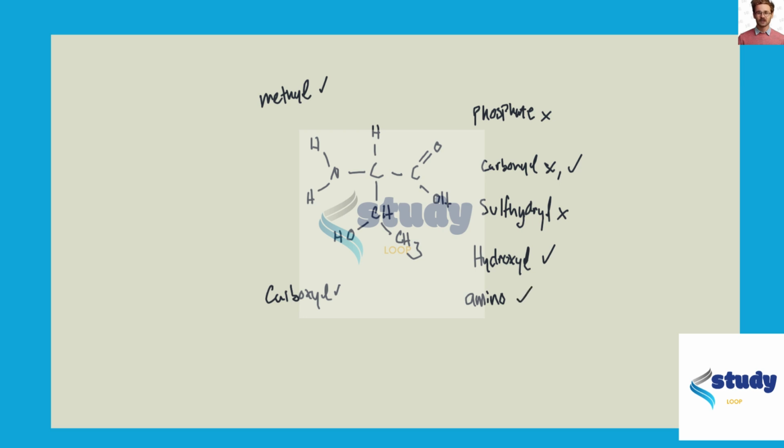So in the whole list, we have methyl, we have carboxyl, we don't have phosphate. Maybe we have carbonyl, but I would say no. It depends on how they wrote the question. We don't have sulfhydryl, we do have hydroxyl, and we do have amino.